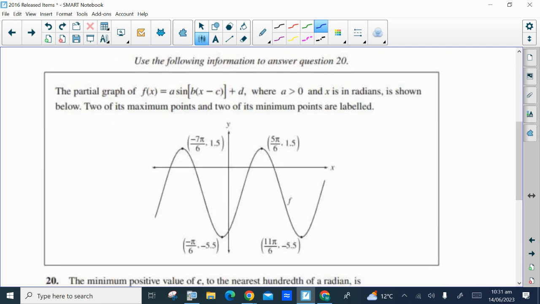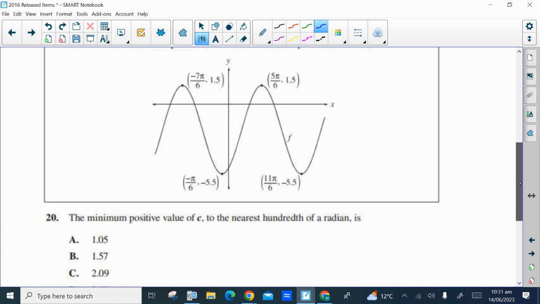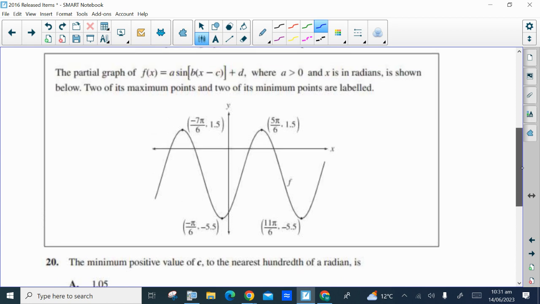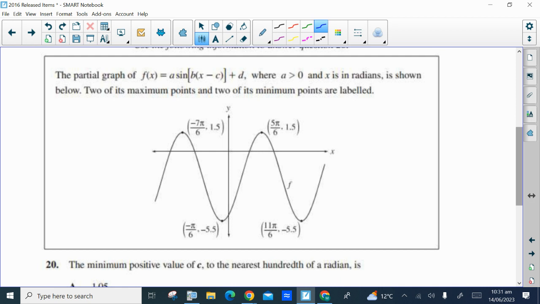The next question, you've got a partial graph for that sine function. 2 of its maximum points and 2 of its minimum points are labeled. That sine function is written in the form a sine b bracket x minus c plus d. In this case here, we just want to know what the minimum value of c is. Well, remember, c refers to the phase shift. And normally the graph of sine starts in the middle going upwards. In this case here, this graph has been shifted to the right. So we need to find out what that value is.